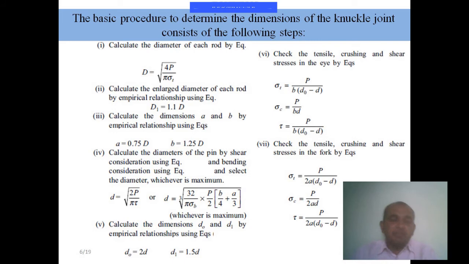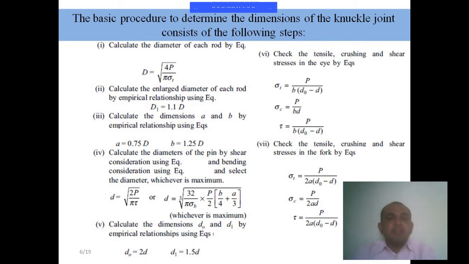Initially you can find the dimensions of the supports which are connected with the eye and the fork of the knuckle joints. In these steps we assume that the rod is connected with the eye and the fork of the knuckle, and based on that we find the dimension of the rod using the tensile stress equation. Sigma t is the force per unit cross-sectional area. You can rearrange that equation in terms of d, and d is equal to the square root of 4P divided by pi into sigma t.